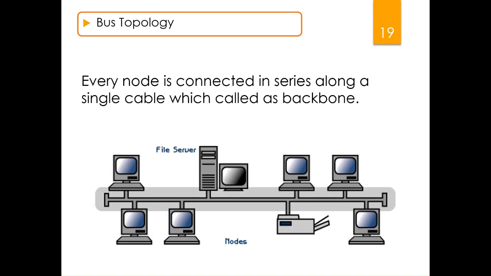In a bus topology, all computers are connected to a single central cable called the backbone. Data travels along this main cable and is received by intended devices.